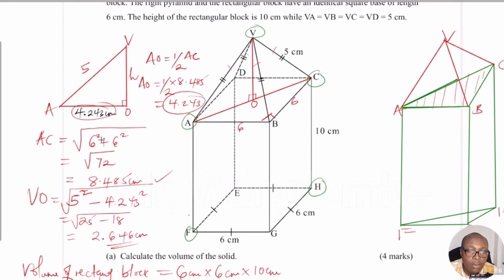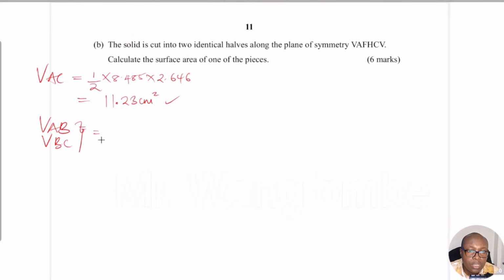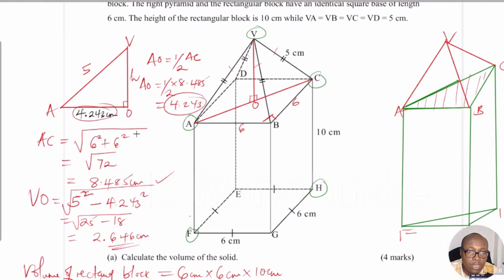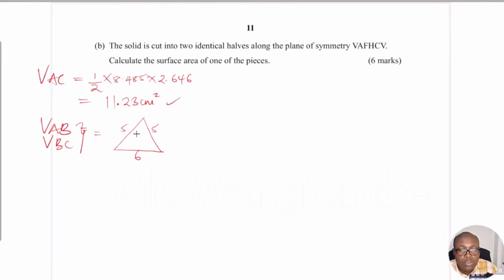So for that one, we have all the 3 sides. If I can try to extract it here, we have something like this. So this side is 6, 5, and 5. That is VAB: 5, 5, and 6. So we can use Heron's formula to work this out. So let me start by stating Heron's formula.